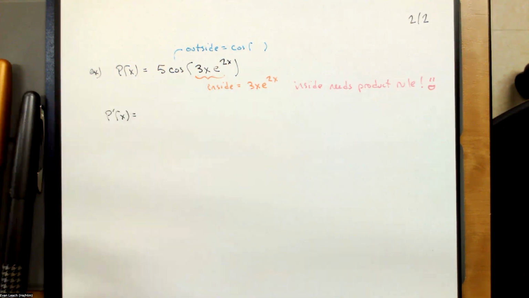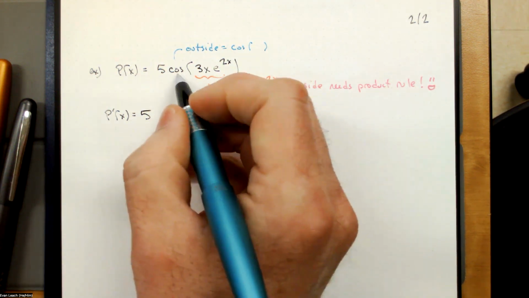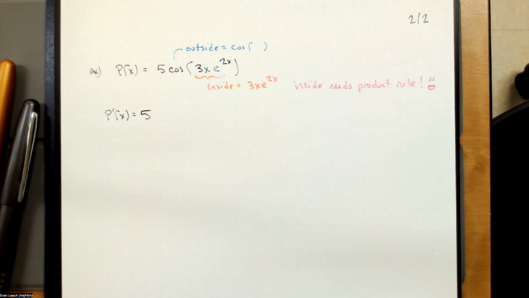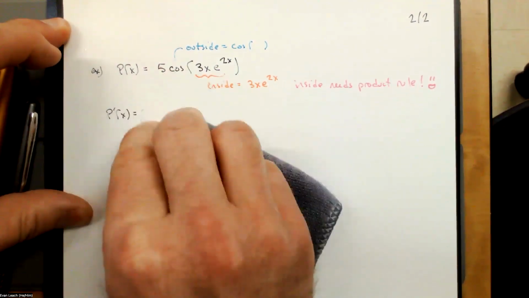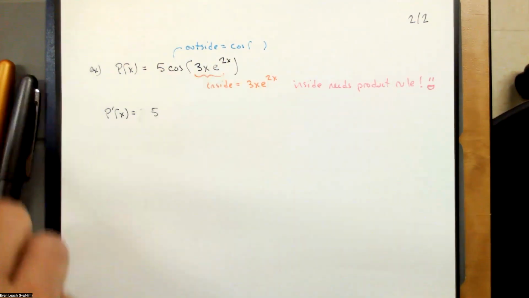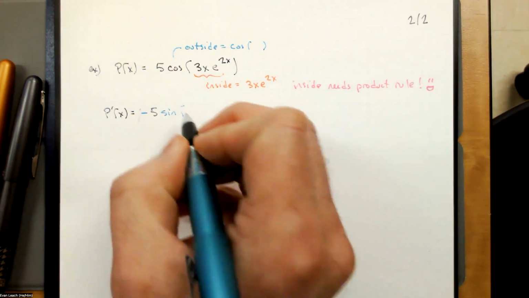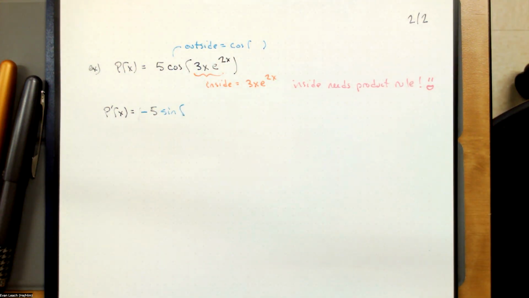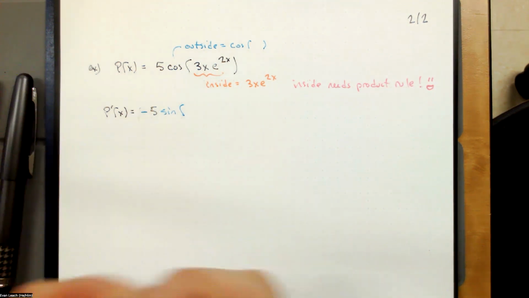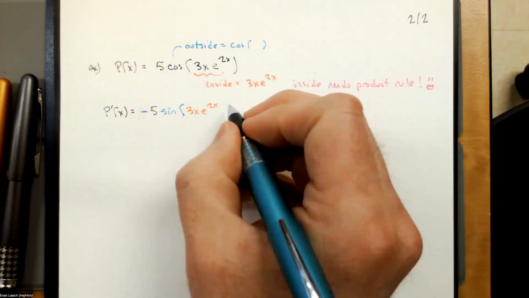So the derivative of 5 cosine of something, I'm just going to write the 5. It's like the 5 just kind of tags along. The derivative of cosine of some stuff is, I didn't leave space for the negative. The derivative of cosine of stuff is negative sine of stuff. 5 is just a constant multiple. We just carry it along. The inside is 3x e to the 2x. And I need to multiply by the derivative of the inside.